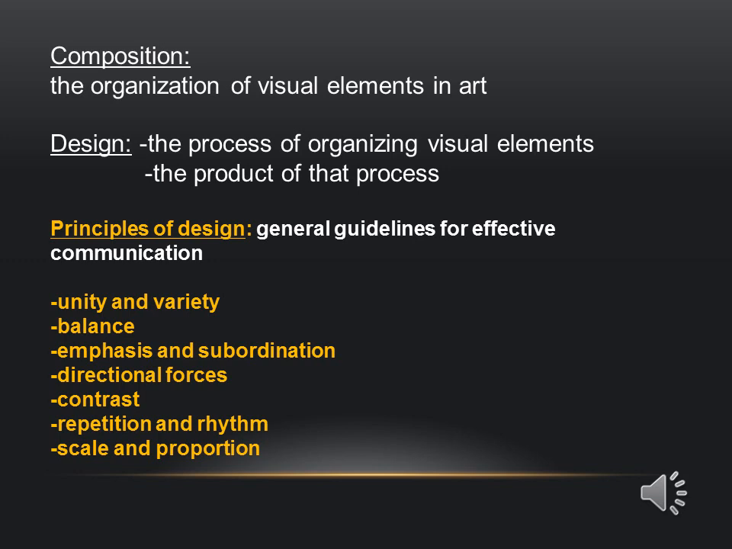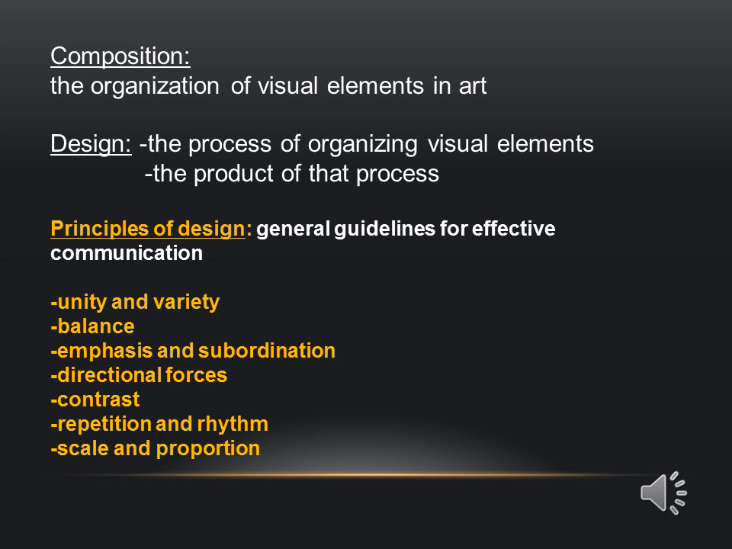Now, before we go any further, we'll be looking mostly at the images in this lesson in the sense of their compositional elements and the way they're designed. So before we start breaking down an image and the way it's designed, there are a few definitions to go over. We've got the composition, which is the organization of visual elements in art; the design, which is the process of organizing visual elements and the product of that process. To support all this, we have the principles of design, which are general guidelines for effective visual communication.